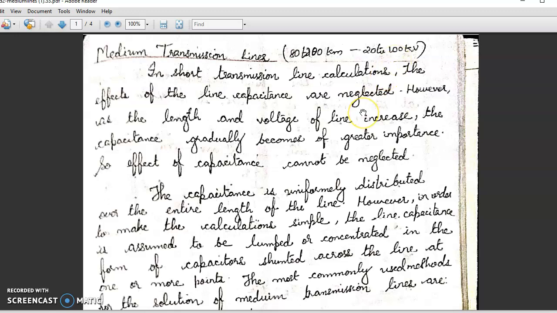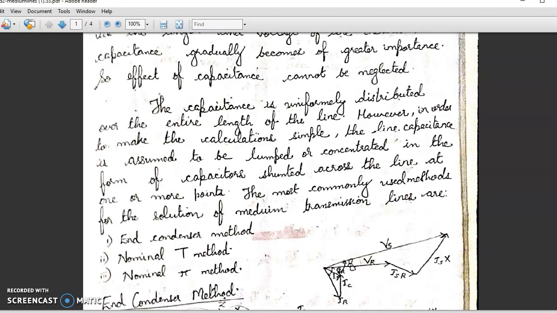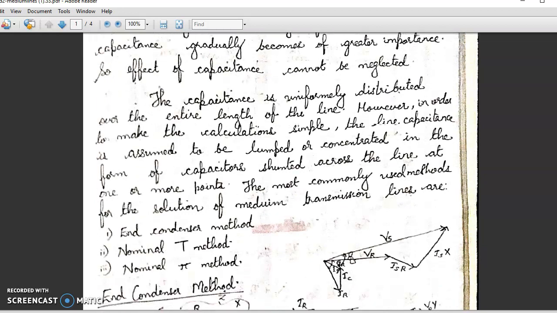Now, when we discussed short transmission lines, we neglected the line capacitance. But as the length and voltage of the lines increase, the capacitance becomes more important because the effect of capacitance cannot be neglected. The capacitance is uniformly distributed over the entire length of the line. However, to make the calculation simple, the line capacitance is assumed to be lumped or concentrated in the form of capacitors, which are shunted across the line at one or more points.